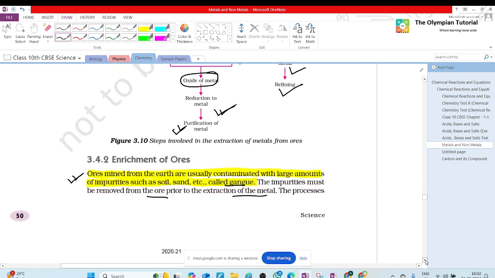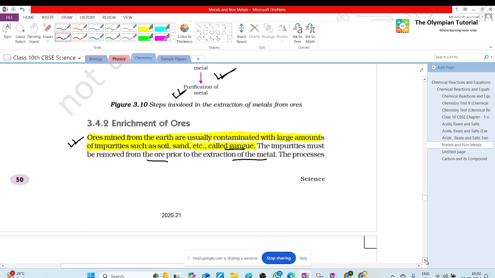Enrichment of ores means the ore is contaminated with a large amount of impurities like soil and sand. It is called gangue. Then it is washed and removed prior to extraction of the metal.